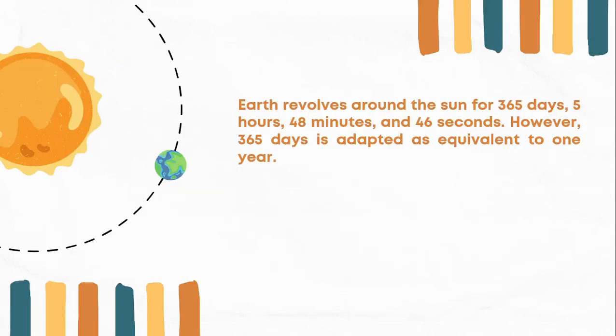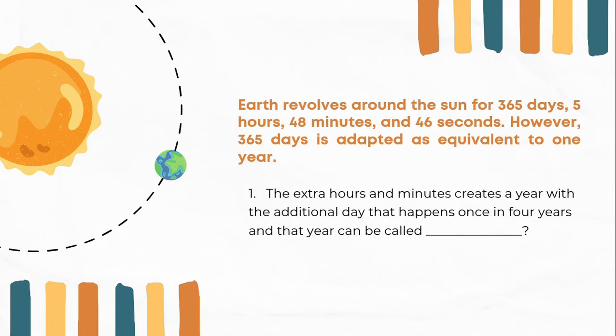As we know, Earth revolves around the Sun for 365 days, 5 hours, 48 minutes, and 46 seconds. However, 365 days is adopted as equivalent to 1 year. The extra hours and minutes create a year with an additional day that happens once in 4 years, and that year is called a leap year. In what month is that day added? It is February, because we will have February 29 once in 4 years.